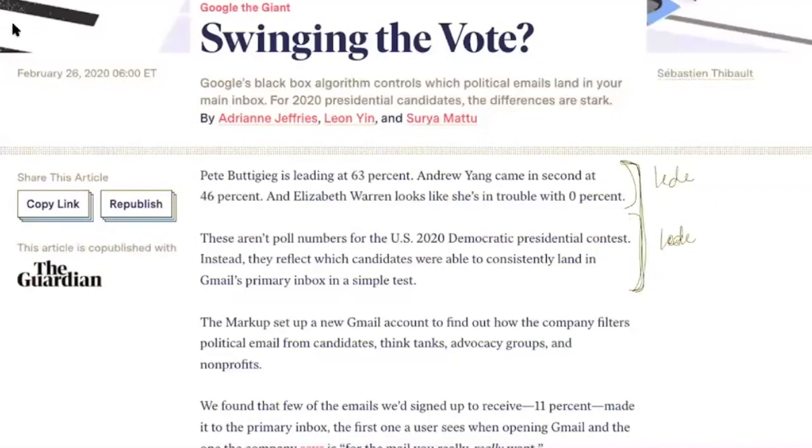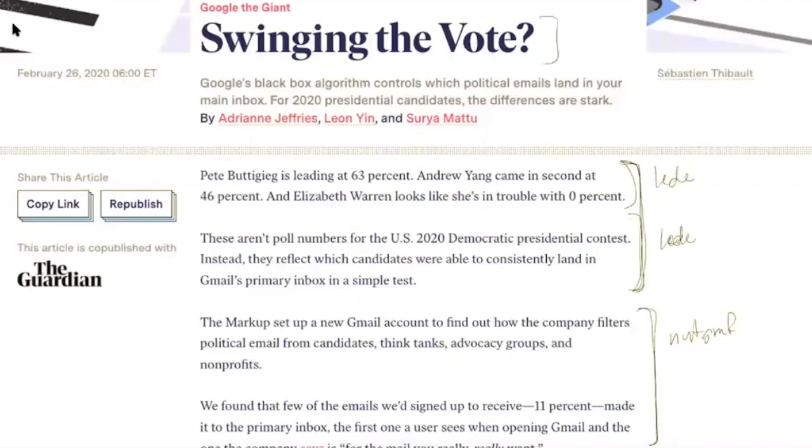And then I think that this next couple paragraphs here, this is really the nut graph. So The Markup set up a new Gmail account to find out how the company filters political emails. We found that few of the emails we'd signed up to receive made it to the primary inbox. The first one the user sees when opening Gmail, and the one the company says is for the mail you really, really want. So if you were imagining that this was getting printed in a physical newspaper and paragraphs got pulled off the bottom, if you just read that far into the article, I think you'd have the big idea of the story. And then of course there's the full analysis in the story.